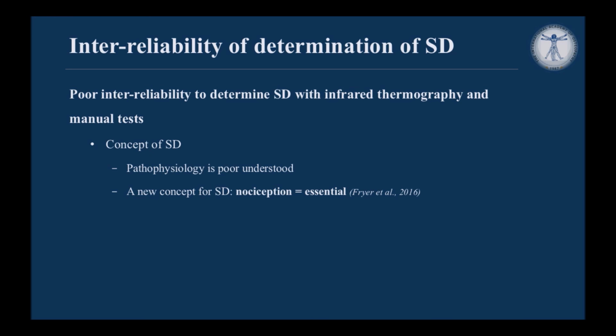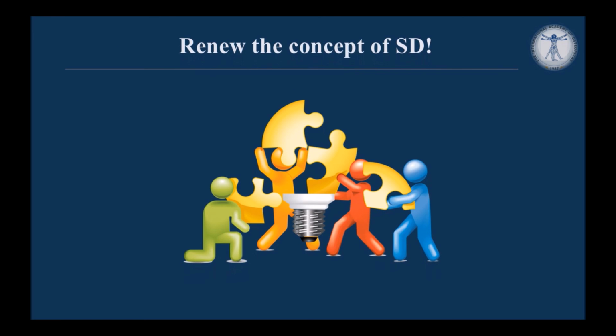In the study of Fryer et al., a new model is suggested where the influence of nociception is crucial. This model can form the basis to clarify the concept of somatic dysfunction and provide a better understanding in the pathophysiology. Our call to the osteopathic schools and the osteopathic society is to work together in clarifying and unifying the concept of somatic dysfunction. So, thank you for your attention.